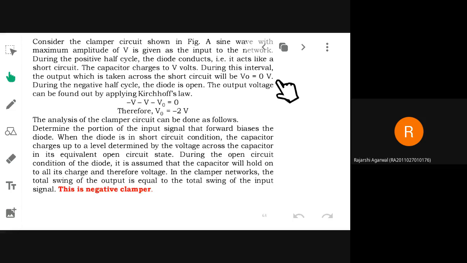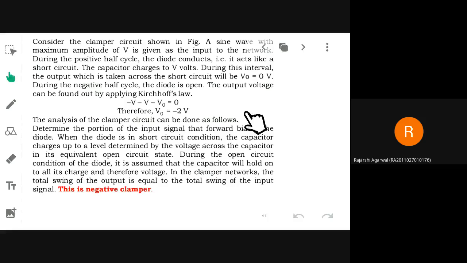Next case, as we have seen in the earlier case, during the negative half cycle the diode is open, and these two will be summed up. So minus Vm minus Vm, that is V naught. So this is how V naught is equal to twice the value, minus 2 Vm.